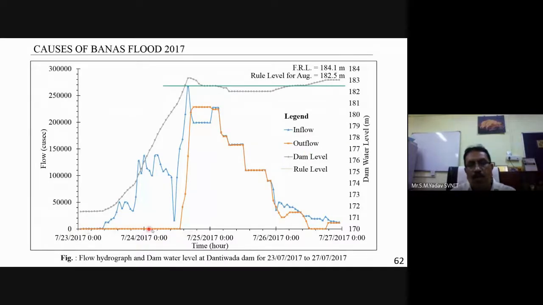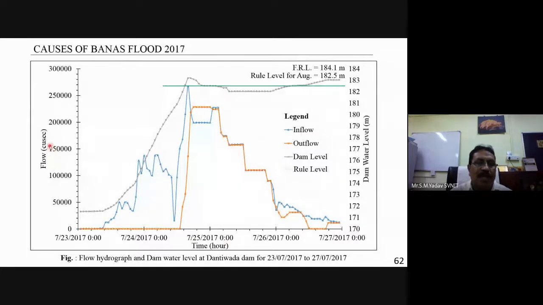There was no outflow hydrograph. It is almost horizontal, and then suddenly within a very short time period, what happened? The dam released heavy outflow into the river from Dantiwada Dam, right? And not only that, the high flow continued for a number of hours. It was not that they opened the gates and closed them after a few hours, but they continuously opened the gate and discharged such a high discharge, which you can see here.